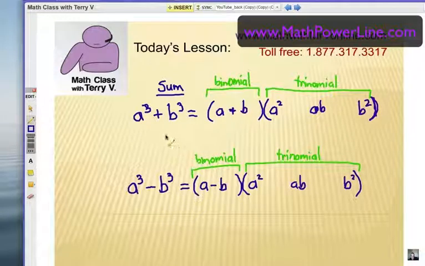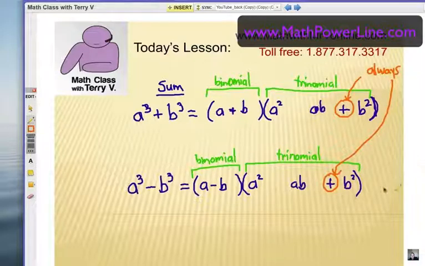All right, now the signs. Okay, what are we going to do with the signs? Well, the thing we need to remember is the 3rd term of these is always positive. 3rd term always positive. Now what about the sign of the middle term? It is always the opposite of the sign in the binomial. Okay?